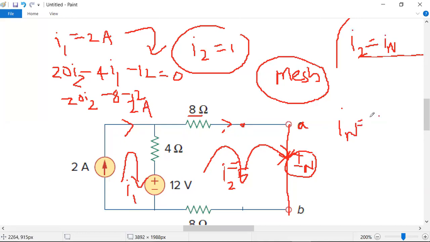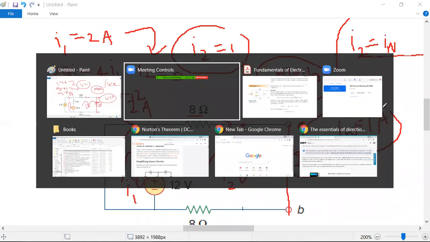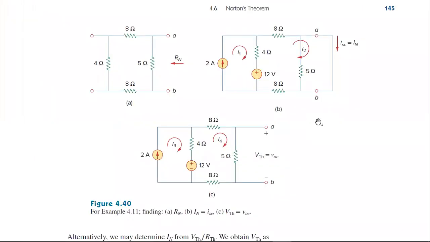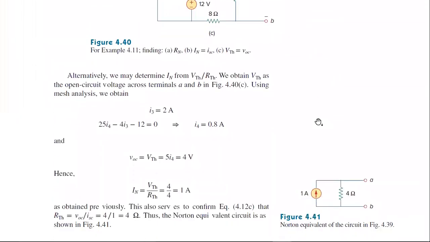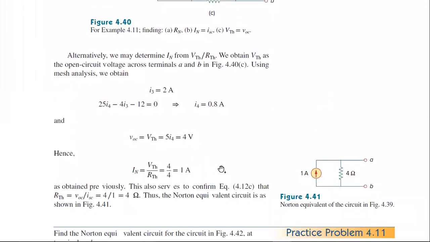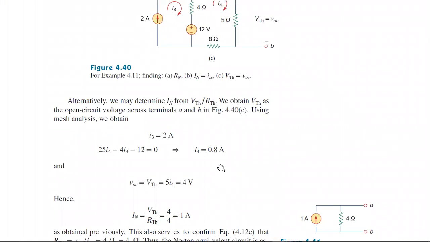What is the Norton's current through the A and B terminals? It is 1 ampere. Now you know the IN and you know the RN. It means your work has been done. See here, IN is 1 ampere. So there are two different methods.